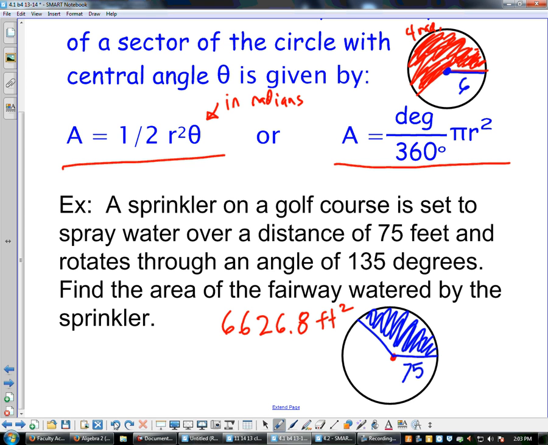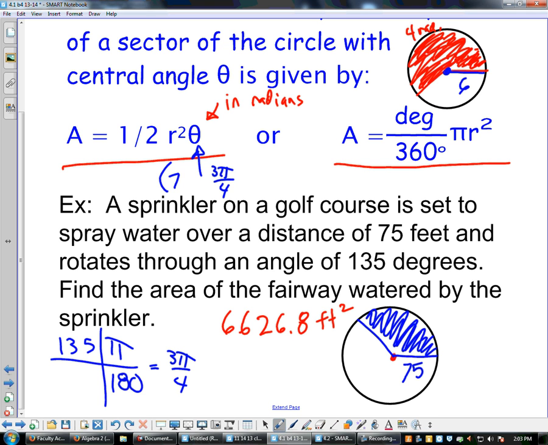And ladies, you did this by converting 135. Did you multiply by pi over 180? And you got 3 pi over 4. Then you took 3 pi over 4, plugged it in right here, and multiplied by the radius squared, 75 squared, times 1/2. Did that also turn out to be this answer? Ladies, are we okay with this? Awesome.